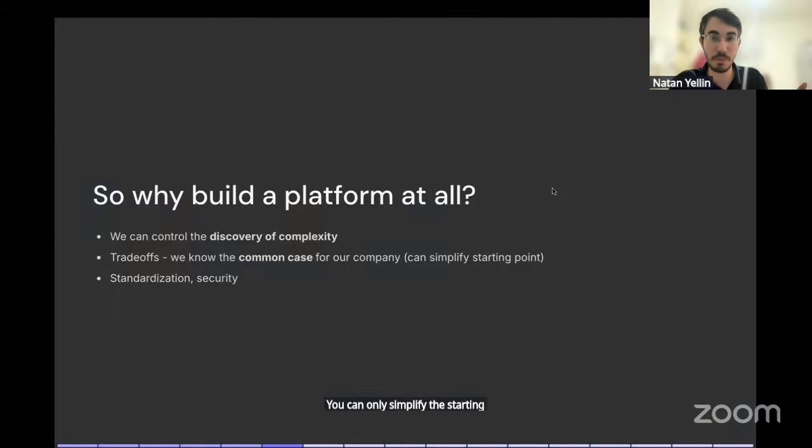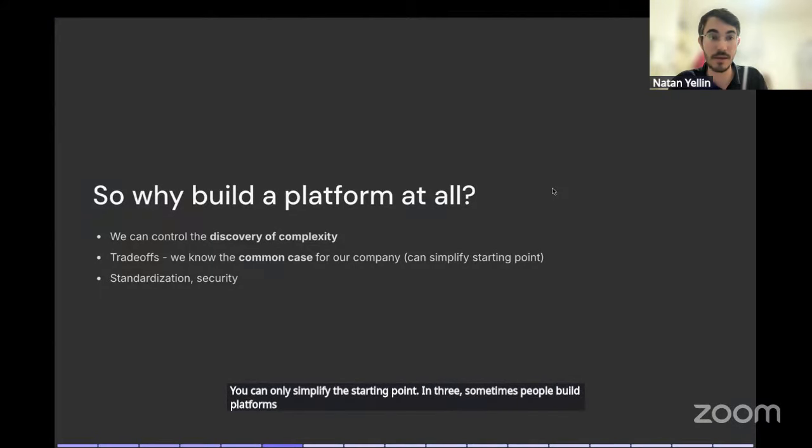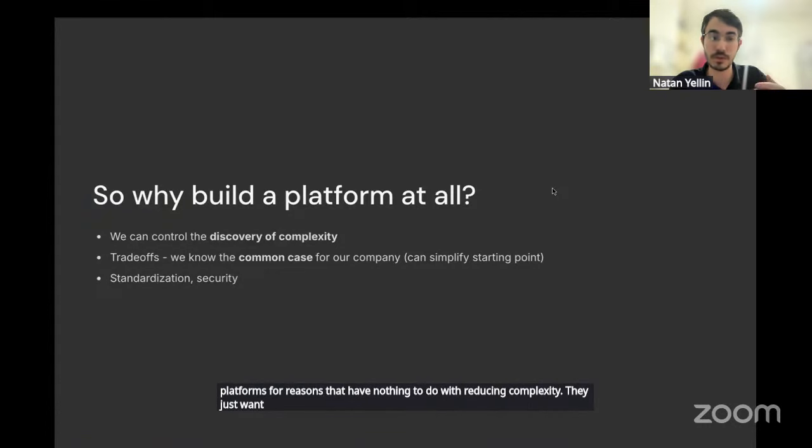And three, sometimes people build platforms for reasons that have nothing to do with reducing complexity. They just want standardization and to make things more secure and to apply certain baselines across the organization, maybe for regulatory purposes. That's another reason to build a platform that has nothing to do with complexity.